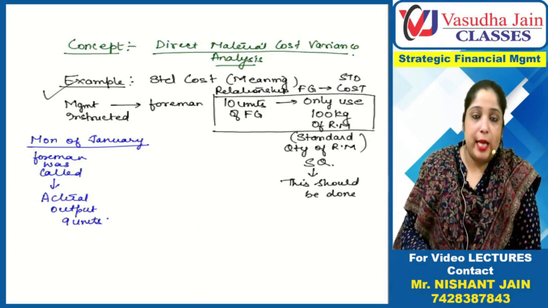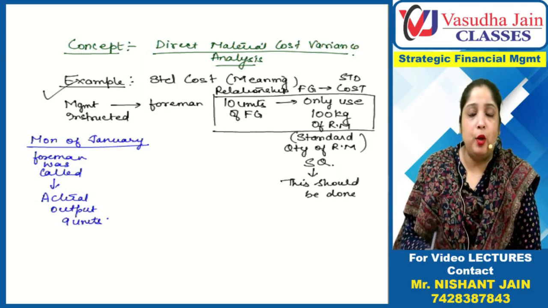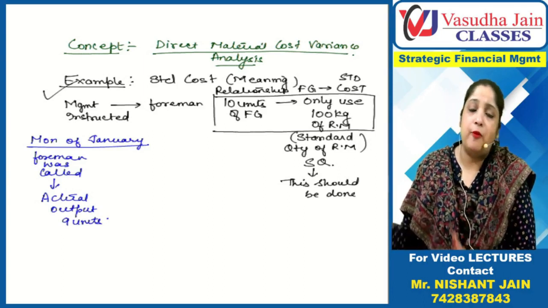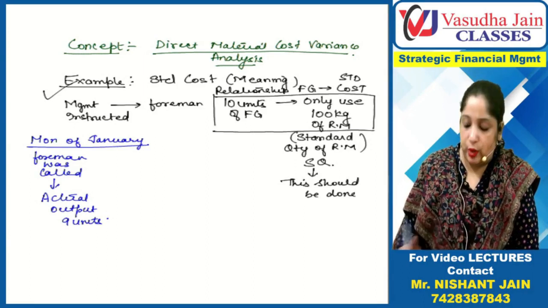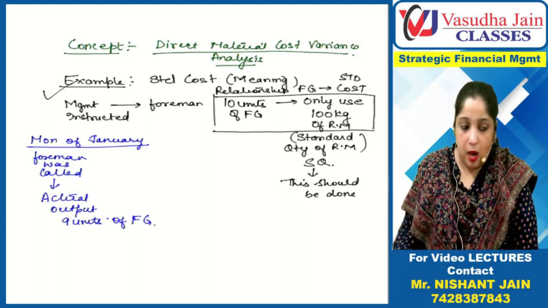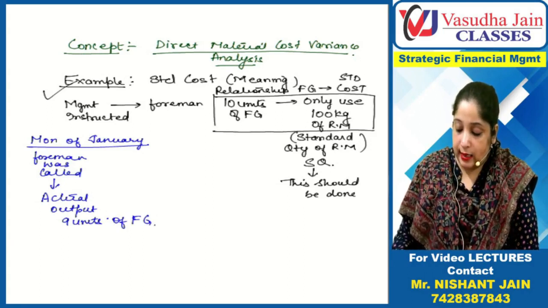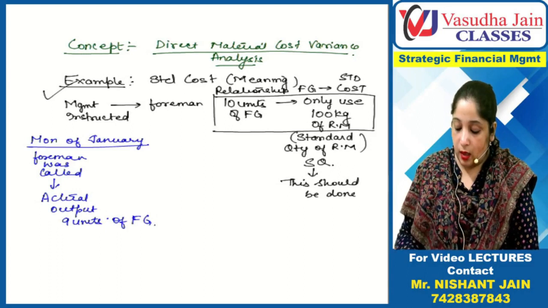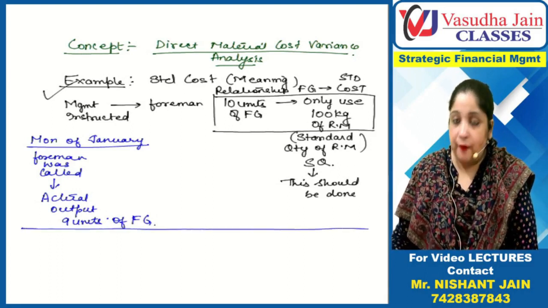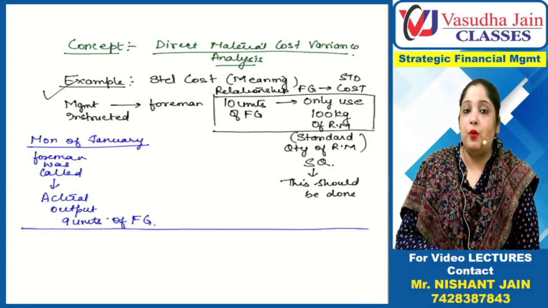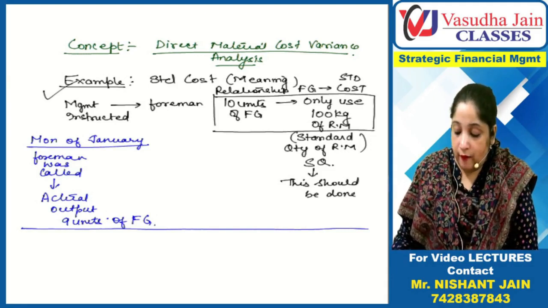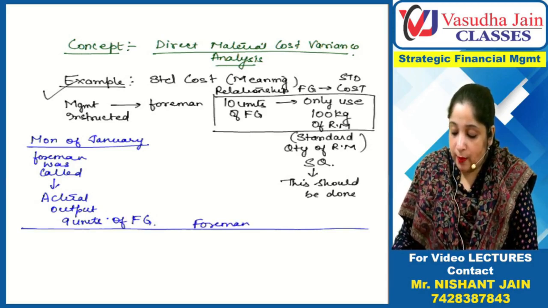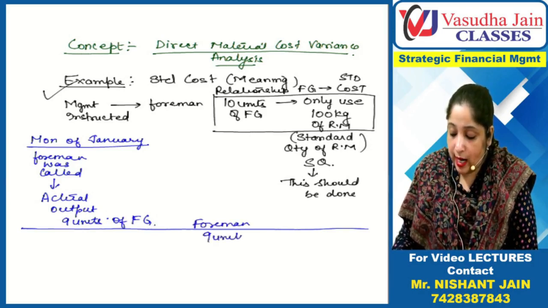Now, this is no mistake of the foreman. The foreman was asked by management to manufacture 9 units because the sales team forecasted that sales cannot exceed 9 units. So please manufacture 9 units of finished goods. Now, after the month of January was completed, the foreman was called and asked for the details. The foreman was asked, dear foreman, please tell us on 9 units, which was your actual output.